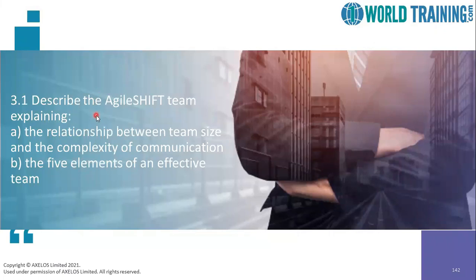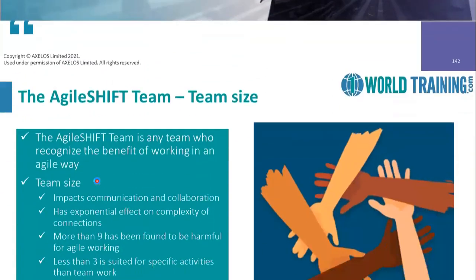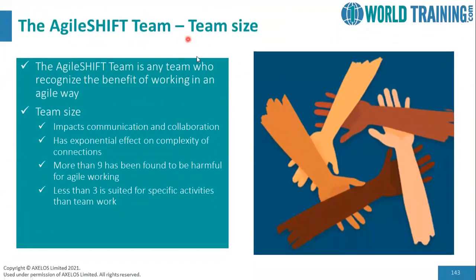We first describe the AgileSHIFT team, explaining the relationship between the team size and the complexity of communication, and also the 5 elements which make an effective team. Firstly, the team size, how it impacts the AgileSHIFT team. An AgileSHIFT team, by the way, is any team who recognize the benefit of working in an agile way.